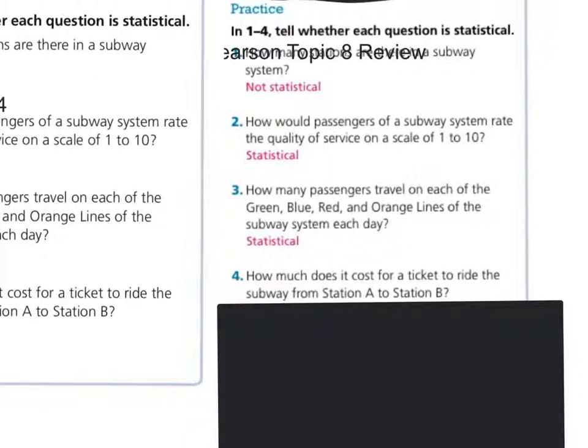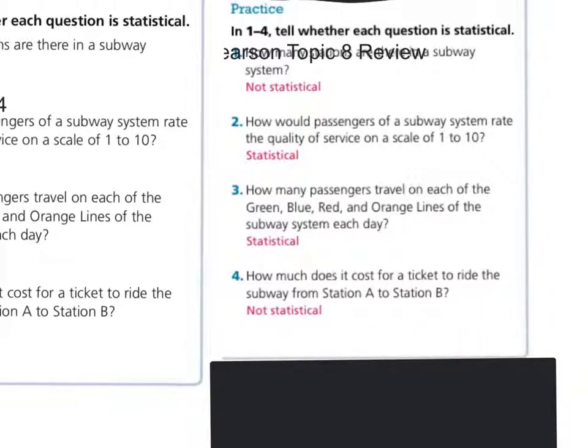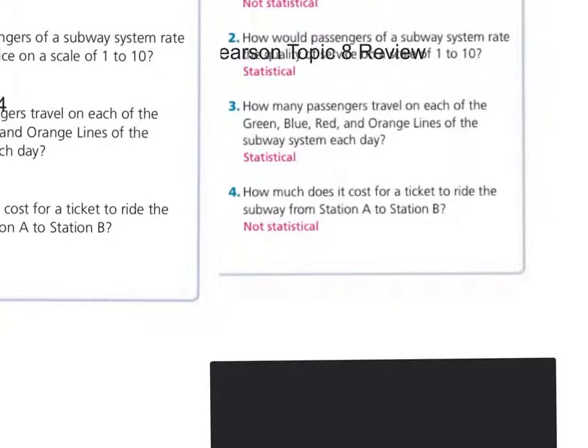Number 4, how much does it cost for a ticket to ride the subway from station A to station B? This one they have as not statistical. Now that could be argued depending on if there's different prices for a child or adult. But if we're not getting that technical into it, or if they don't have different prices for children and adults separately, then that would be not statistical. There would just be one certain cost to go from one certain station to another certain station.